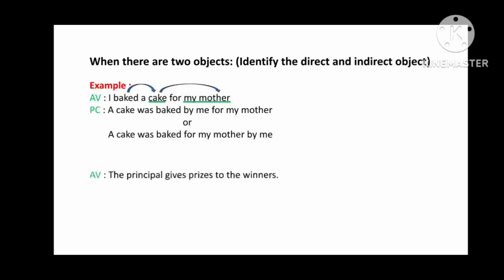So in the passive voice, we take the main object first. A cake was baked by me for my mother, or we can also write it as a cake was baked for my mother by me. Now try to do the other example by yourself. The principal gives prizes to the winners. The answer will be prizes are given to the winners by the principal.